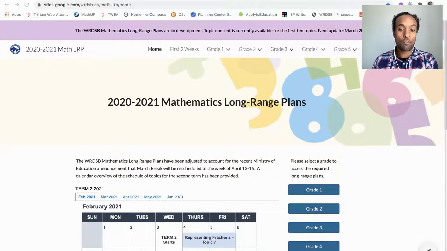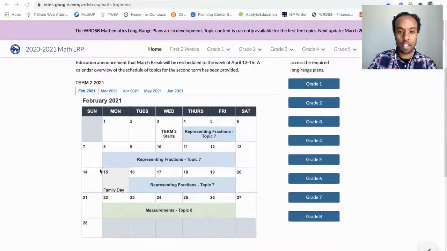Welcome to the Topic 9 overview for the 2020-2021 WRDSB Math Long Range Plans. As we land on this homepage, note that the adjusted times and calendar are now available due to the March break shuffle. We're going to go ahead and scroll down. There's the calendar there on the homepage.